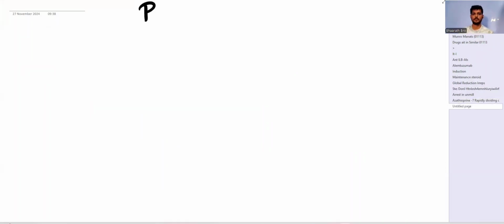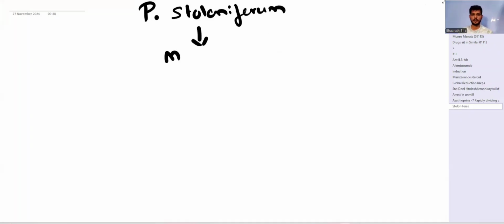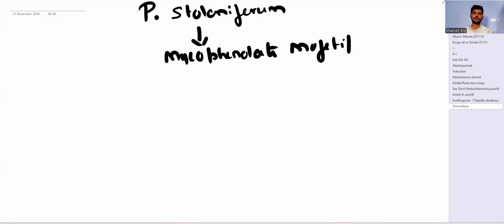fungus named Penicillium stoloniferum. And from this fungus, they isolated an agent which was called mycophenolate mofetil. And when this mycophenolate mofetil was given, the liver metabolized this into mycophenolic acid.